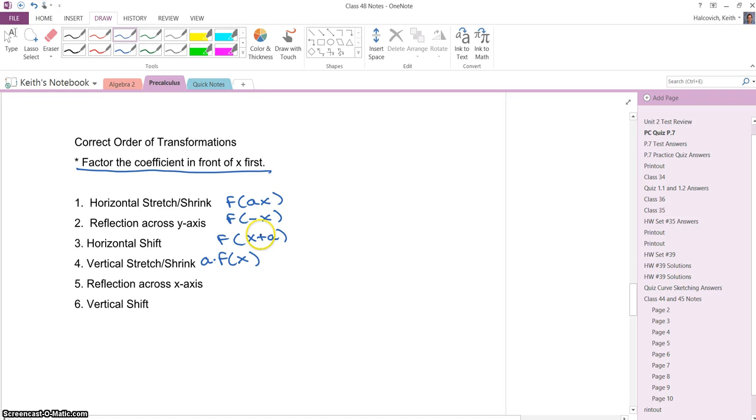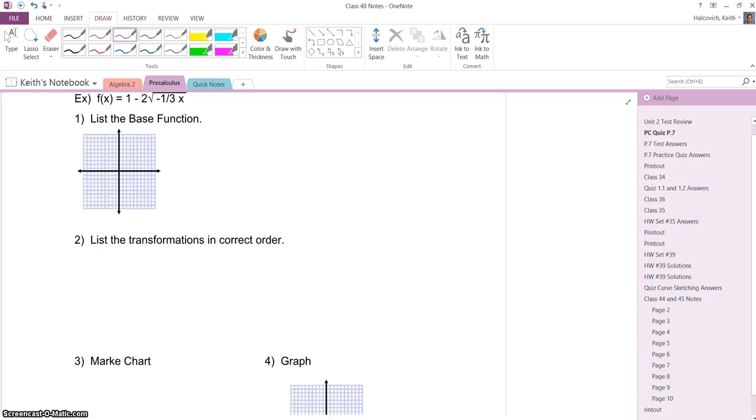So if you multiply a number times the function, the vertical stretch or shrink, that happens fourth. The reflection across the x-axis, where the negative sign is outside, happens fifth. And then the vertical shift, where it's f of x plus some number, that happens last. So that is the order of transformation. So let's apply this to the next problem.